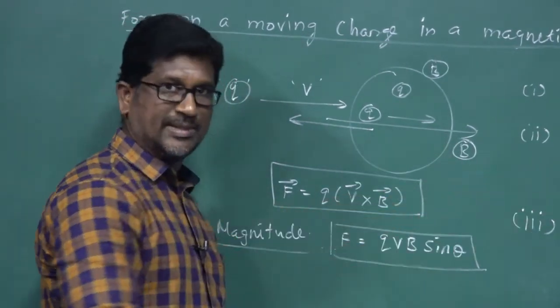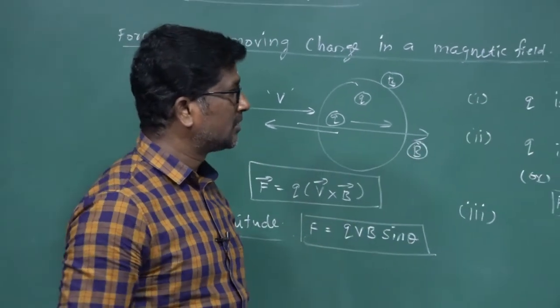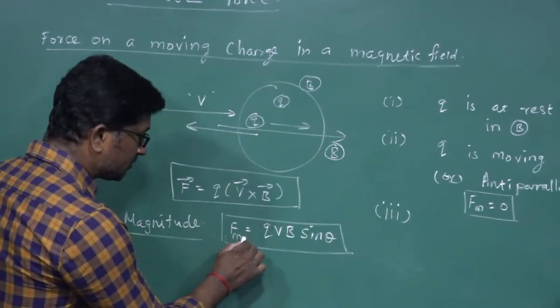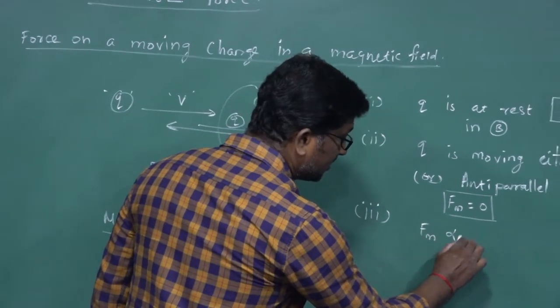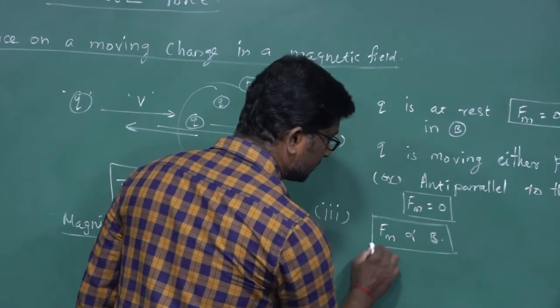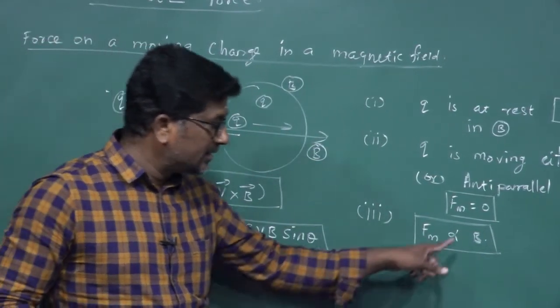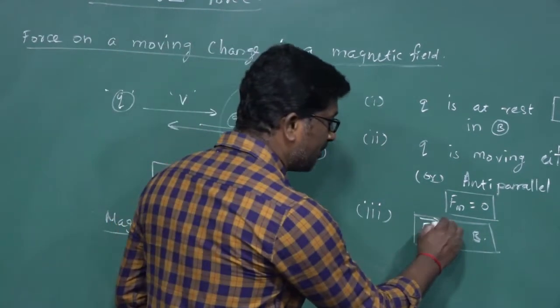Now we go for the special features of a magnetic Lorentz force. Already I discussed two special features, right? And the third one: the magnetic force experienced by the charged particle is directly proportional to the magnetic field. Directly proportional to the magnetic field.